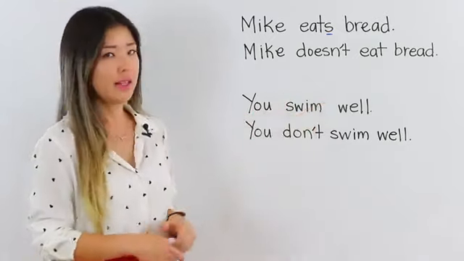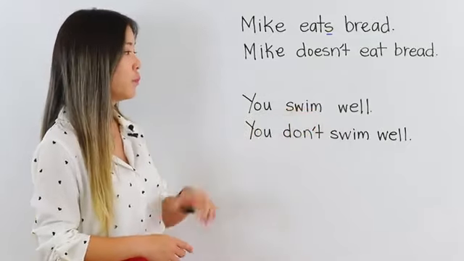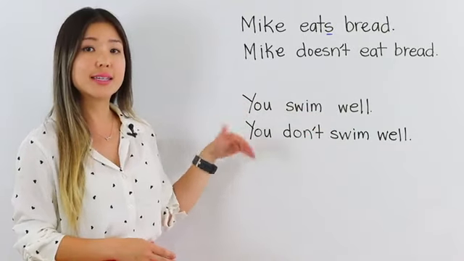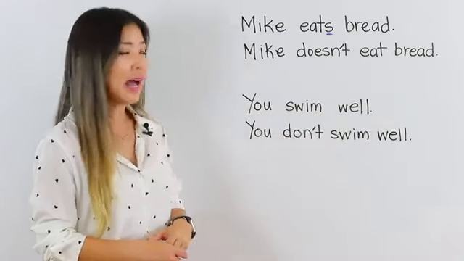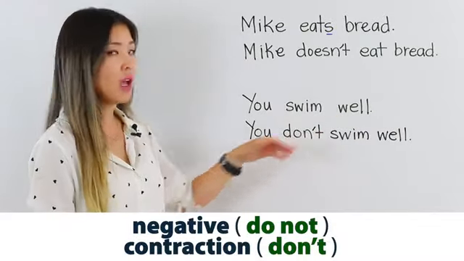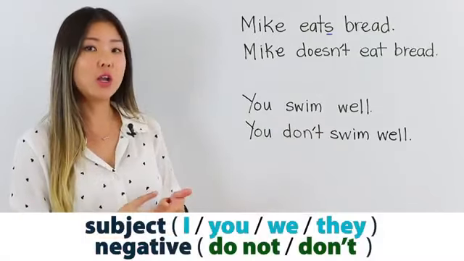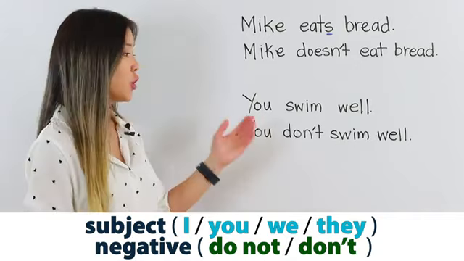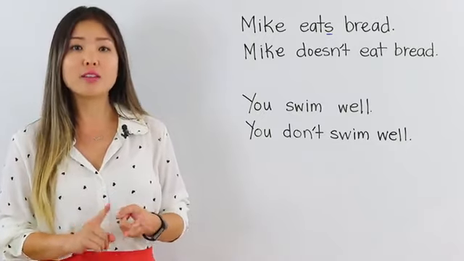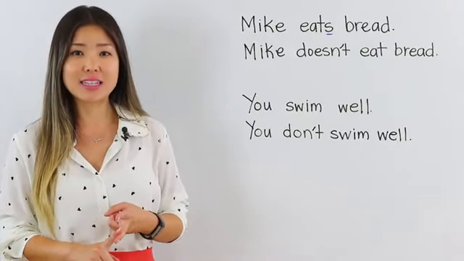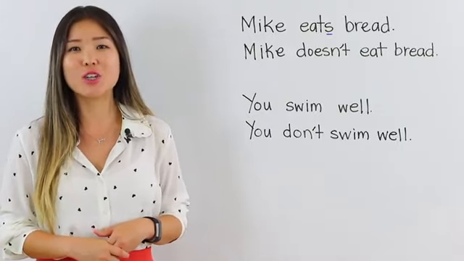You swim well. In this case, I don't need to put an S at the end of swim because the subject is you. If I want to make this sentence negative, I use don't. You don't swim well. I use the contraction for do and not. I combine them to make don't. So if the subject is I, you, we, or they, we use do not or don't. So to review, do not and does not, or don't and doesn't, is a possible usage for the negative for present simple tense. Let's continue on.